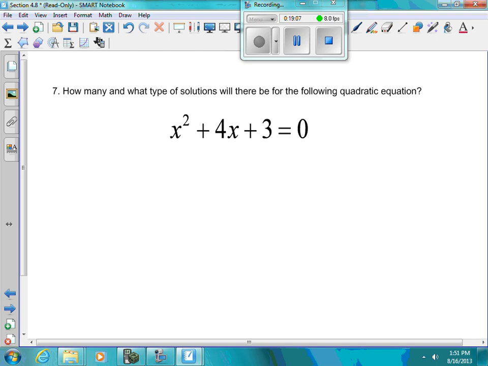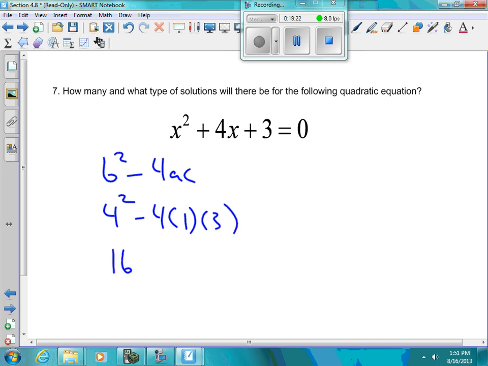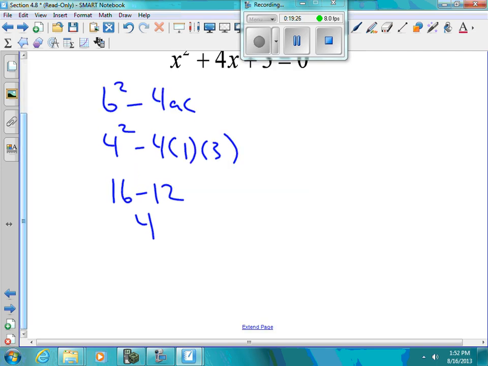Okay. We don't have to do too many of these, but just to give you the idea, let's look at the discriminant, see what we get. That's going to tell us how many solutions we have. 4 squared minus 4 times 1 times 3. 4 times 1 times 3 is 12. 16 minus 12 is 4. It's positive. If you look back in your notes, that means there's 2 real solutions.